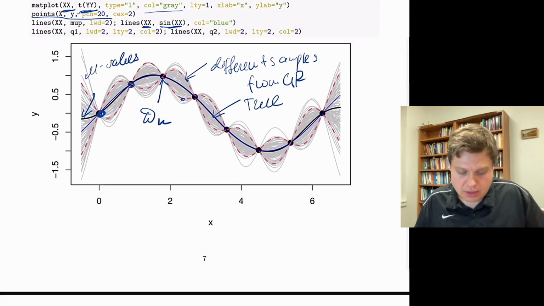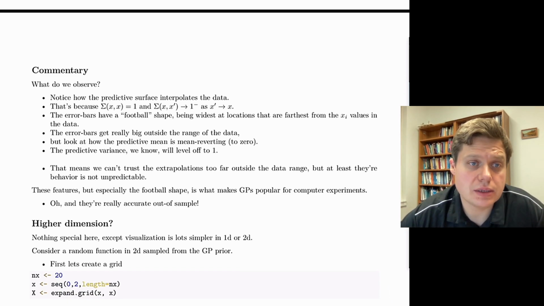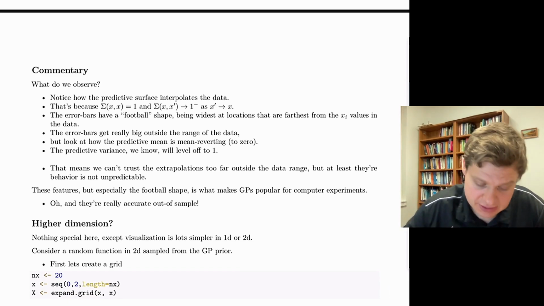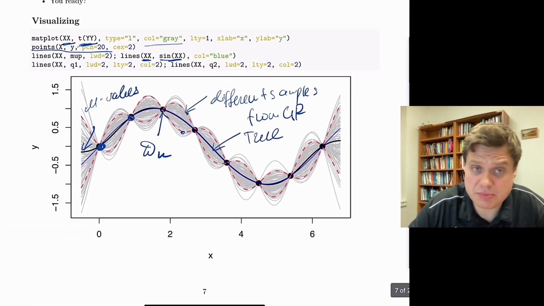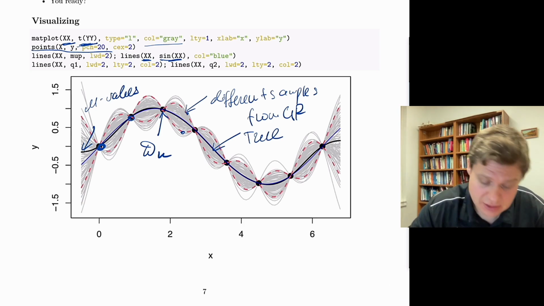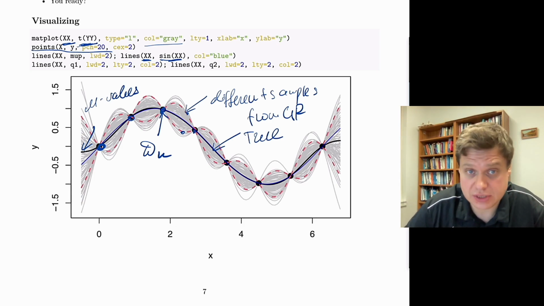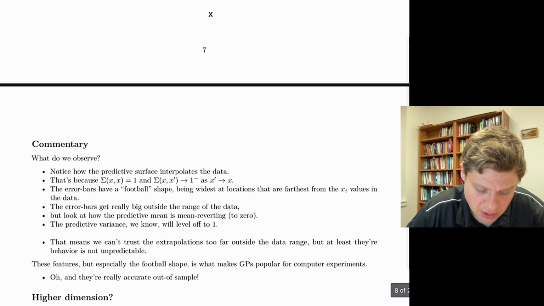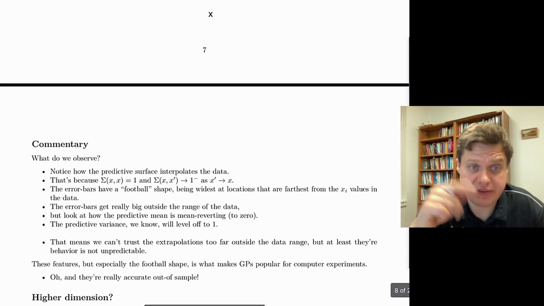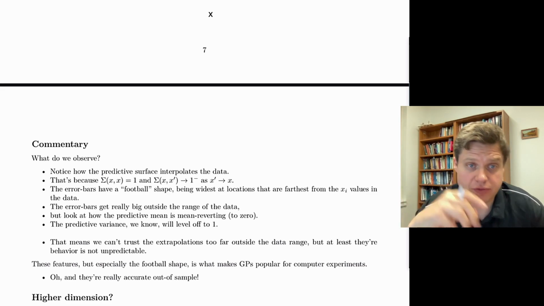Okay. All right. So what do we observe? So one thing is that the predictive surface interpolates the data. So interpolates means it is actually exactly the value of the training data set in the observed locations. So whenever we have a point, our predictive line goes exactly through this point. And because the covariance is 1 at the most, and it approaches 1 from the left as x prime approaches x, the error bars have the football shape.